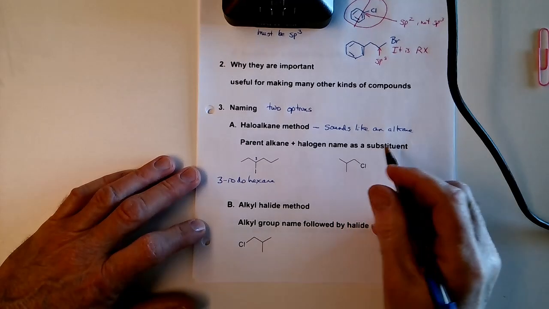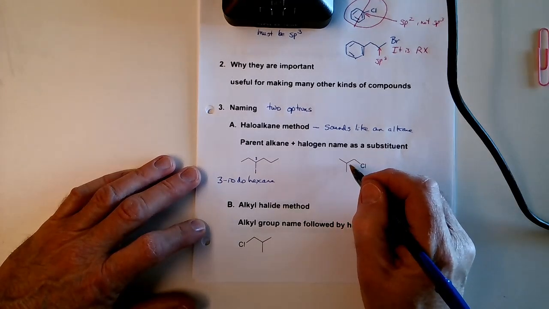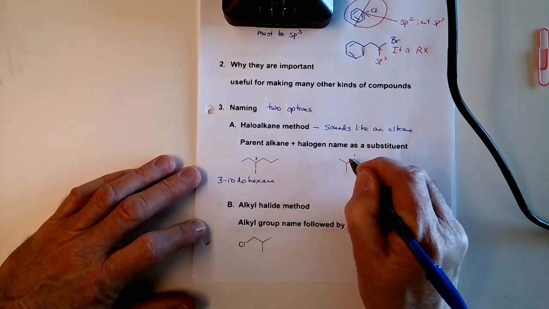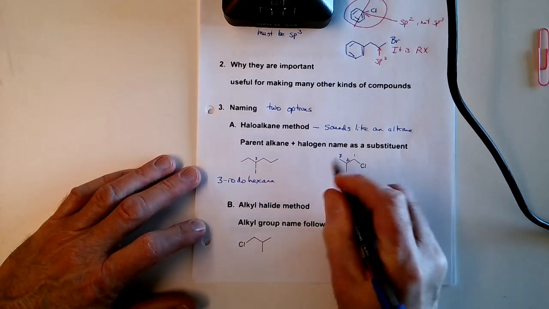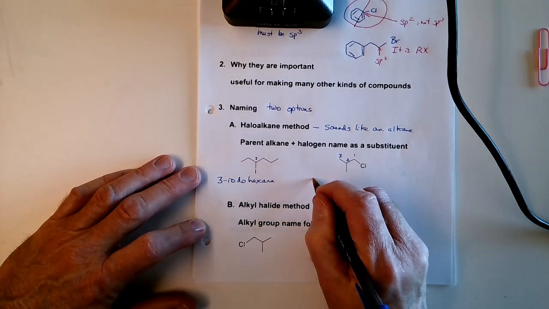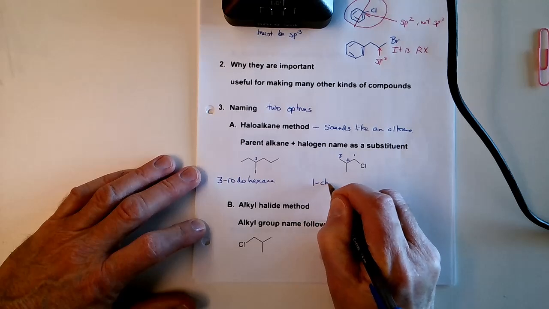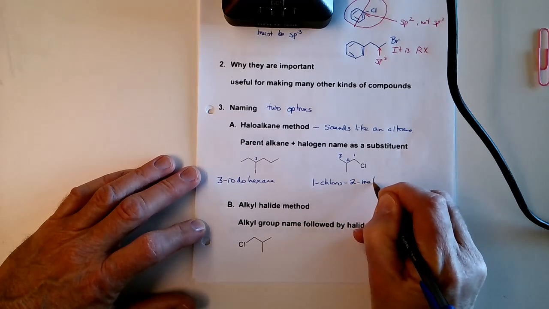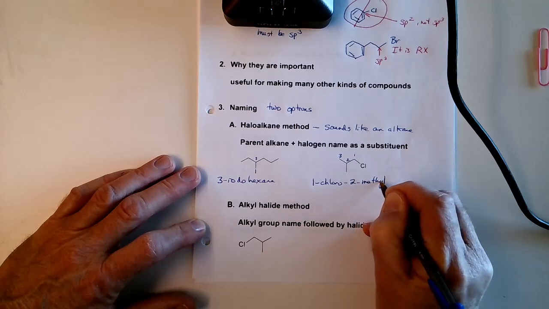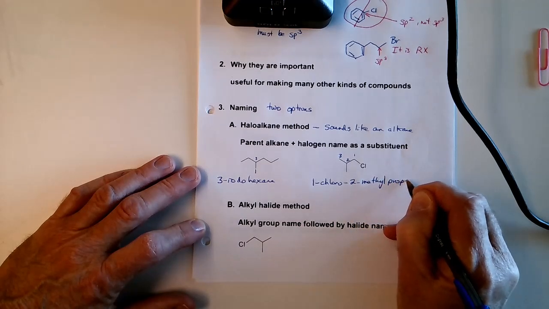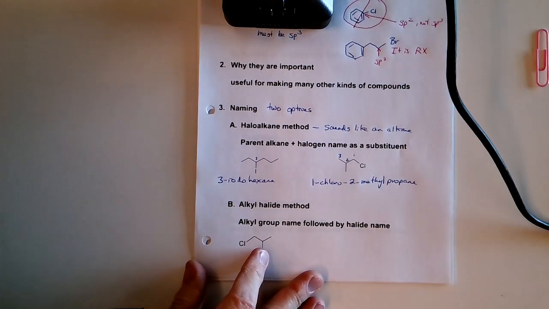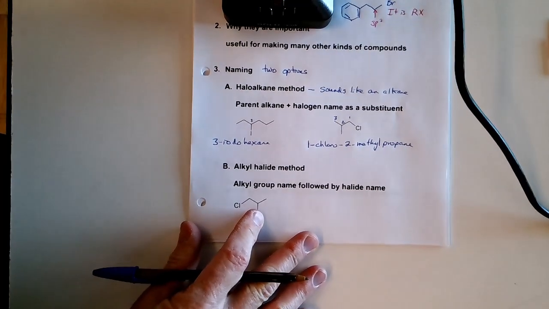And this one looks like the longest possible chain would be 3. So we'd call that 1, 2, and 3. And this would be what? 1-chloro, 2-methyl, and then name for the alkane at the end, which would be propane. Okay, that's one way to name them. Be prepared to do it that way. The bigger the alkane, the easier it is to do it by that route.